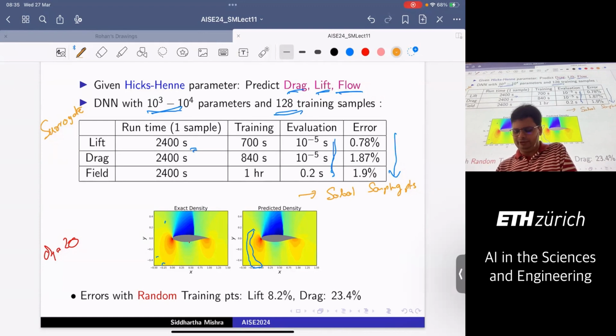In particular, the drag was useless, right? If you have 23% drag, you can't do anything. Lift was okay. Lift is somehow easier. It's more linear in some sense. Drag is much more non-linear. You'll see the whole distribution of lift and drag in a minute.